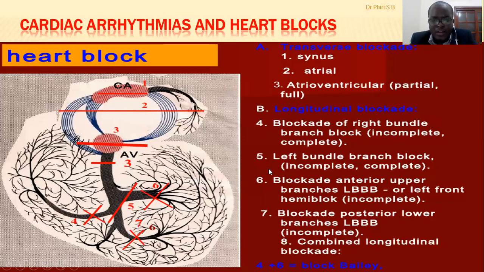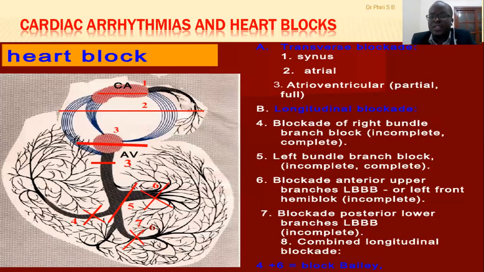Then you have shown in 5 here. So 5 is left bundle branch block. So you're blocking both the anterior and posterior. That's why it's just called left bundle branch block. And then 6, you can just have a blockade of the anterior branch of the left bundle branch. So if you're just blocking the anterior or you're just blocking the posterior, these are called hemiblocks. This is where hemiblocks come in. So with hemiblocks, you're just blocking maybe the anterior or the posterior part of the left bundle branch of His.